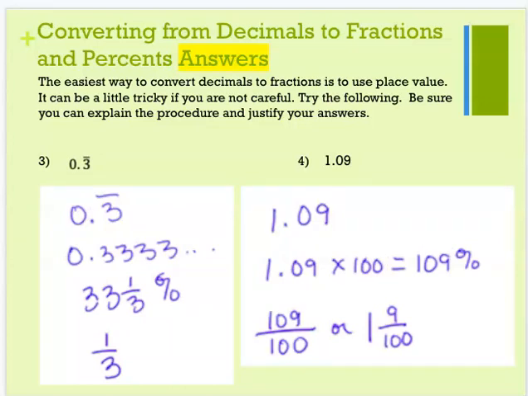So 0.3 repeating, you might have learned in repeating decimals that when I have that digit repeating, there must be a 9 in the denominator. In this case, it would be 3 over 9, which simplifies to 1/3.